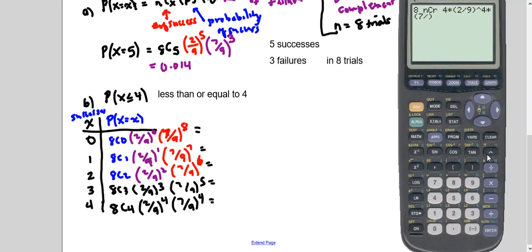Oh, how do you go backwards here? There it is. 7 divided by 9 to the power of 4. All right, so 0.062.